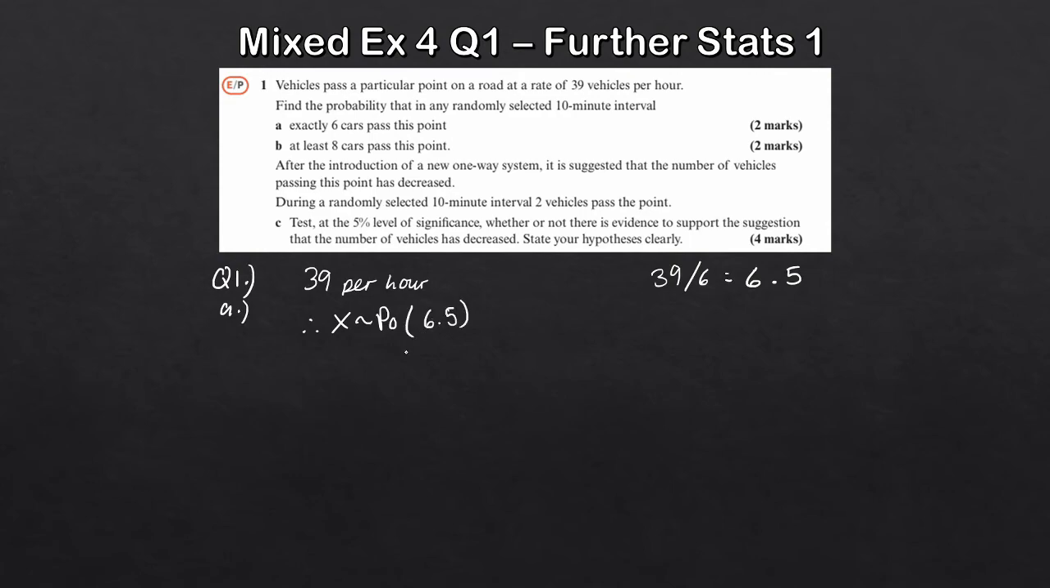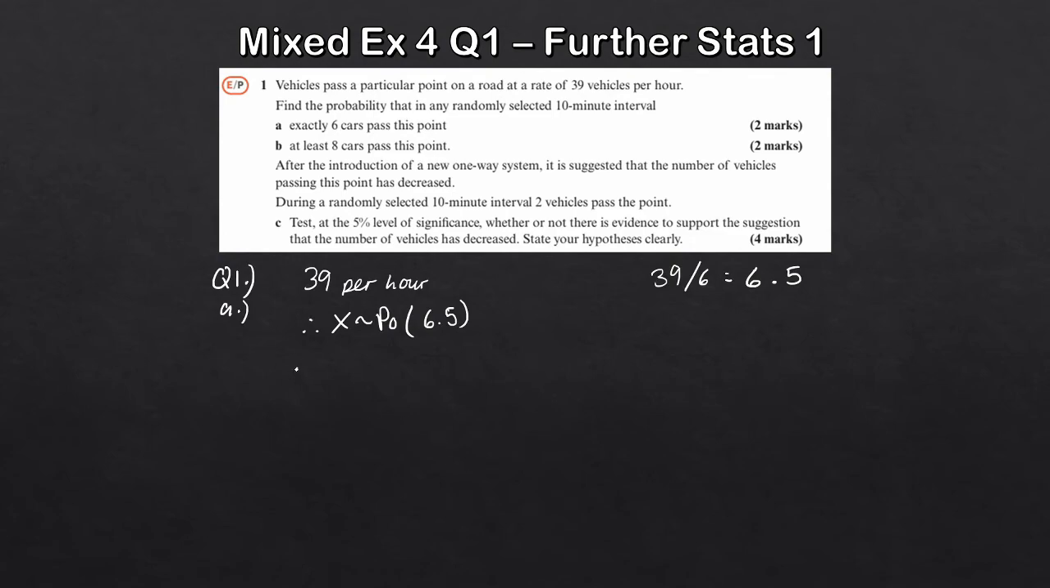Okay, so we've got the information now. We know what distribution it is. Now we can just work it out as we go along. So part A, the probability that exactly 6 cars pass this point. Part A and B, actually, just use your calculator. Again, you don't have to actually show the actual working. Just do the calculator.